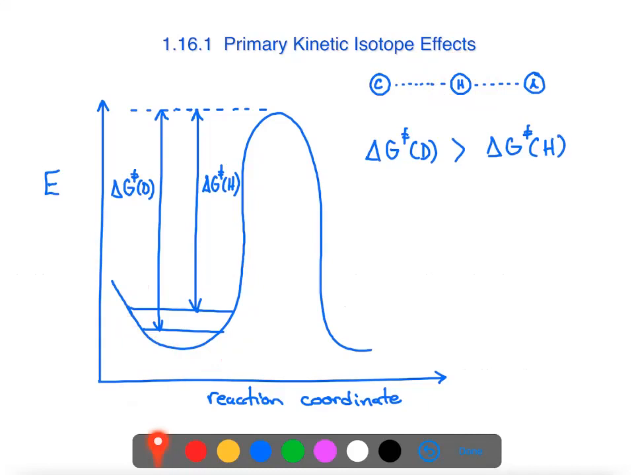And as we know, due to the greater mass of deuterium, it's going to have a lower zero-point energy. As a result, the free energy of activation for the deuterium system will be greater than the free energy of activation in the hydrogen system. As a result, we will observe a strong primary kinetic isotope effect because the ratio of the rate constants will be affected by this significant difference in free energy.